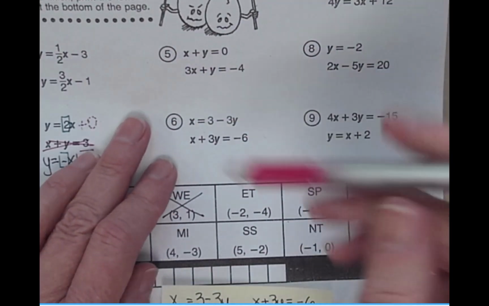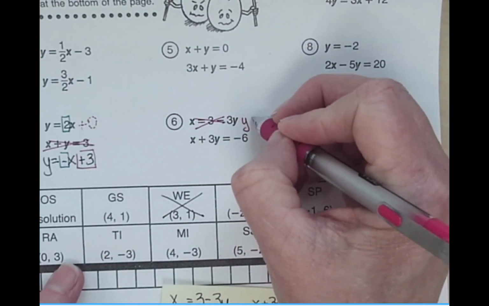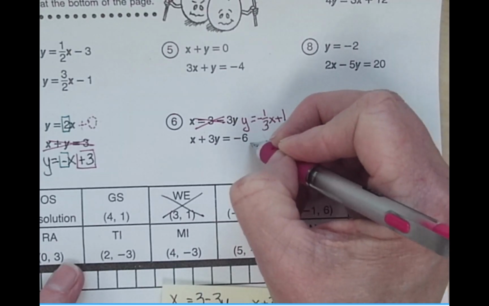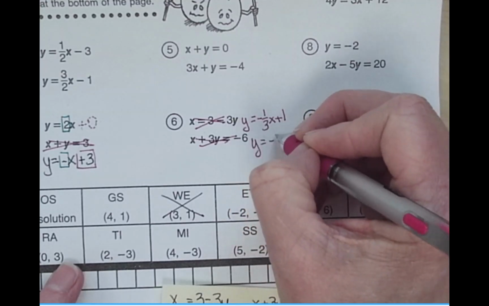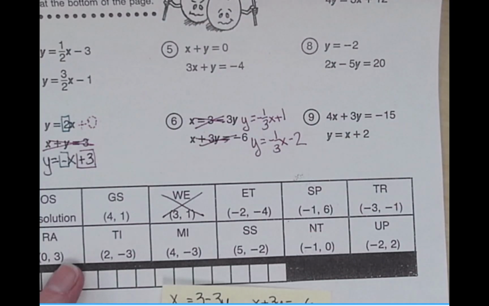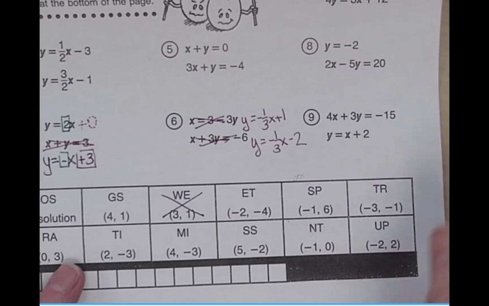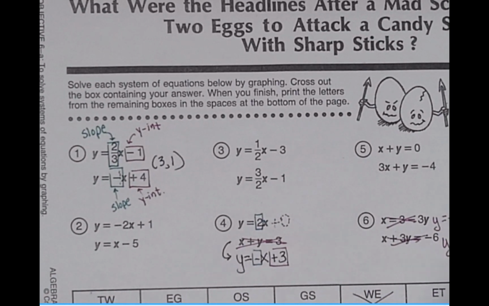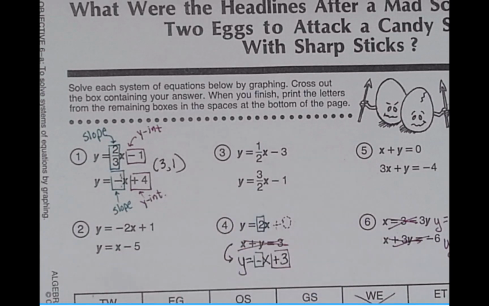Just going to take a moment and write what I changed these to. y equals -1/3 x plus 1. And I changed this one to y equals -1/3 x minus 2. So you'll graph both of those. So this activity, this puzzle, will give you some practice again at graphing lines, which we're going to be seeing a lot of in this unit.